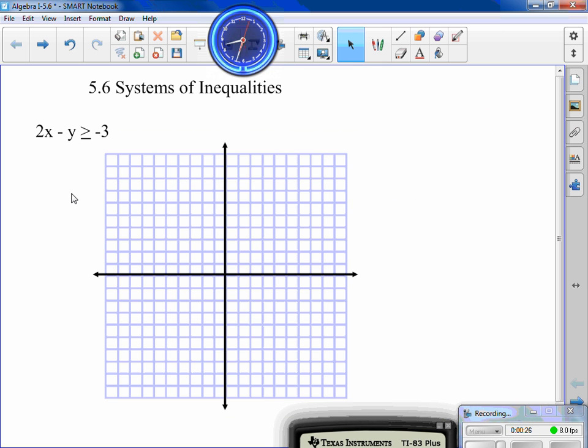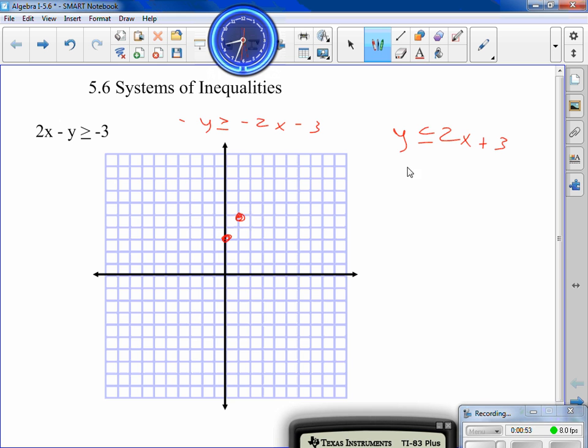The first thing I needed to do was rearrange. So you move the 2x over, so I have negative y greater than or equal to negative 2x minus 3. Can't have a negative y, so I change the sign of everything. Y less than or equal to 2x plus 3. We started up 3, then we went up 2 to the right 1 for the slope, rise over run.